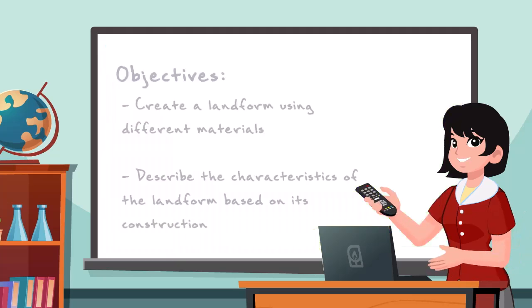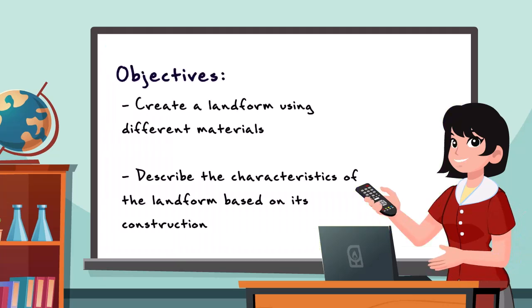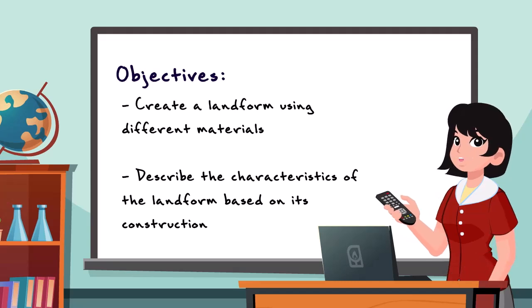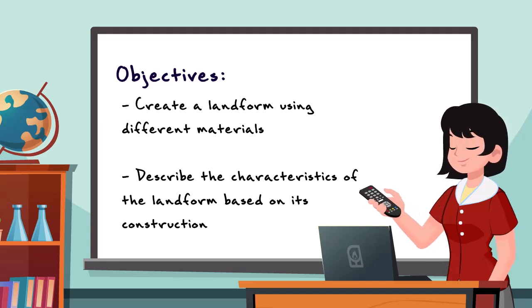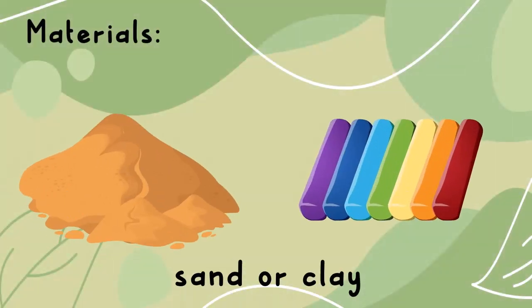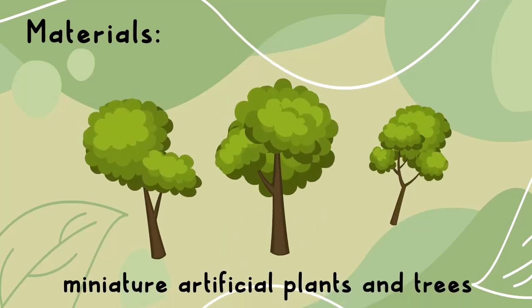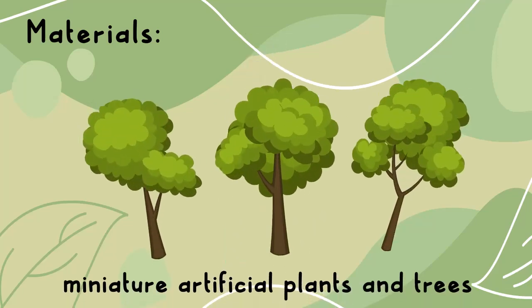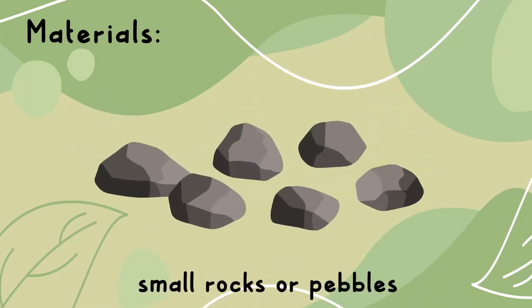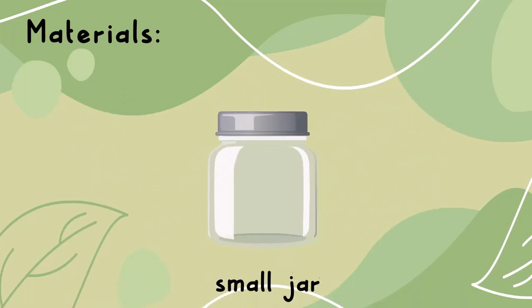So for today's activity, we are going to create a landform using different materials, and we will describe it based on its structure. You will need sand or clay, water, miniature artificial plants and trees, small rocks or pebbles, and a small jar.